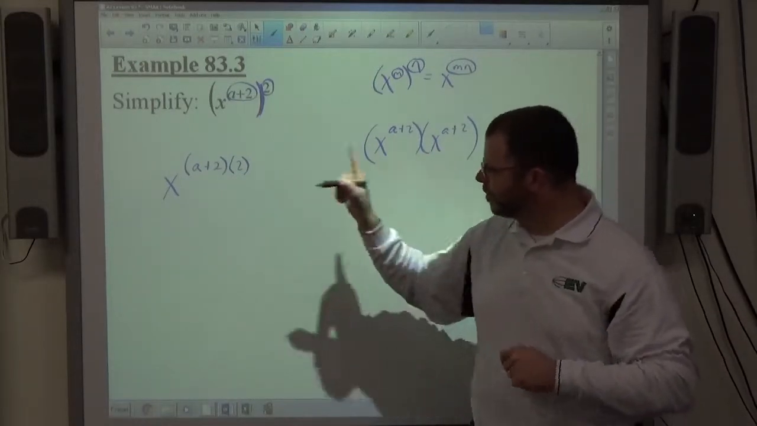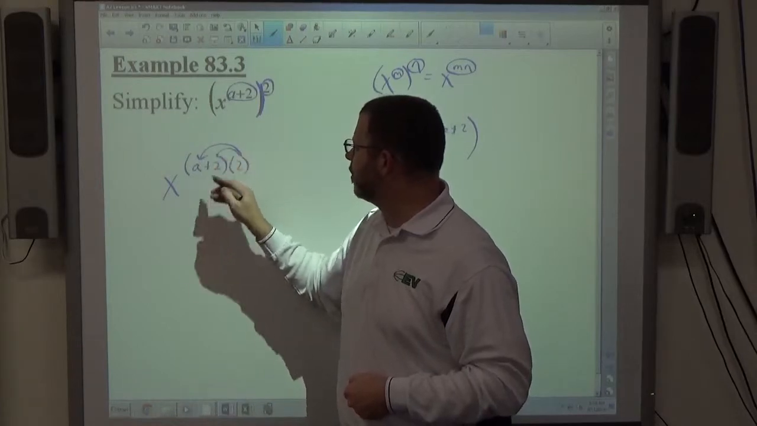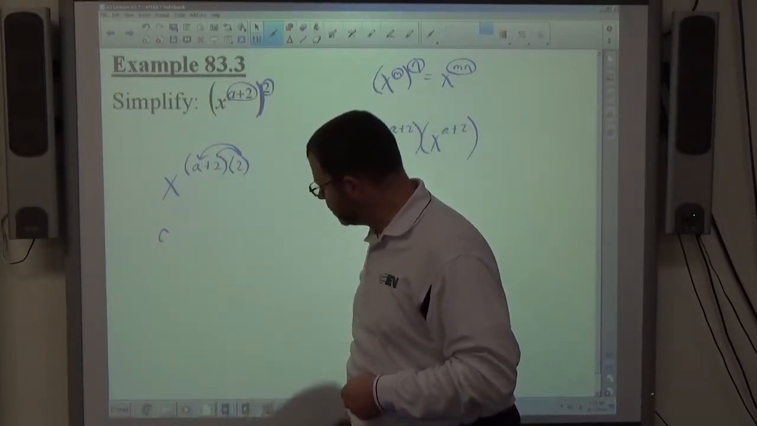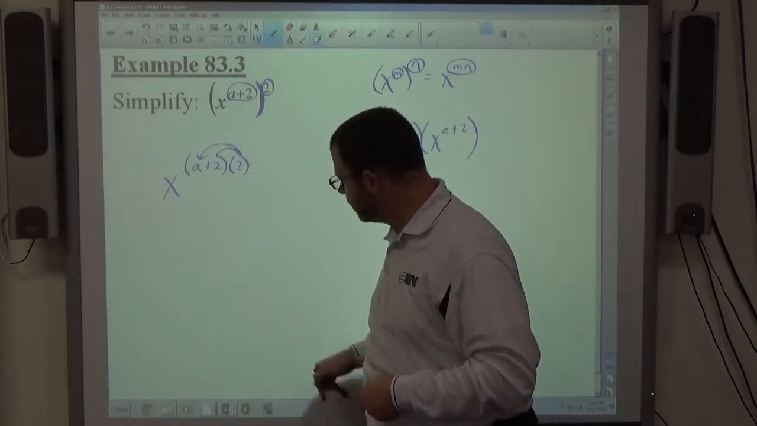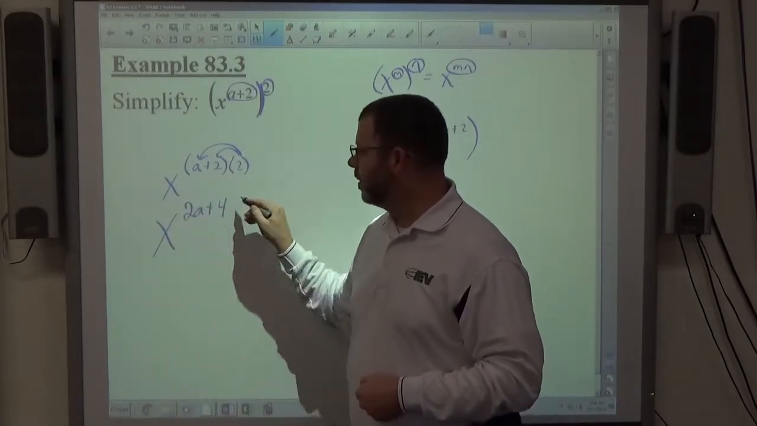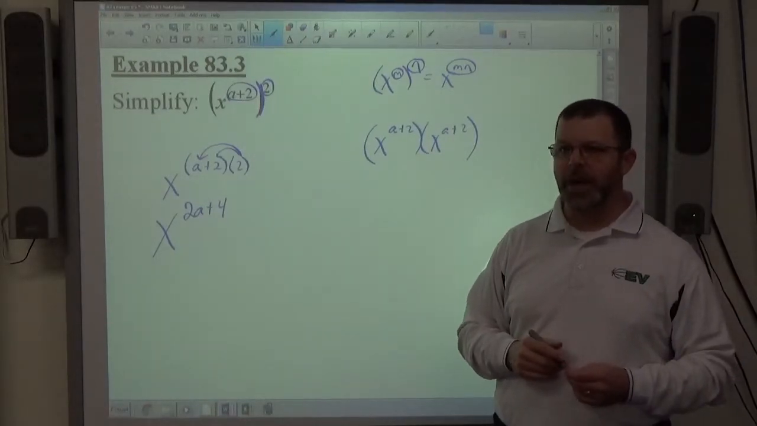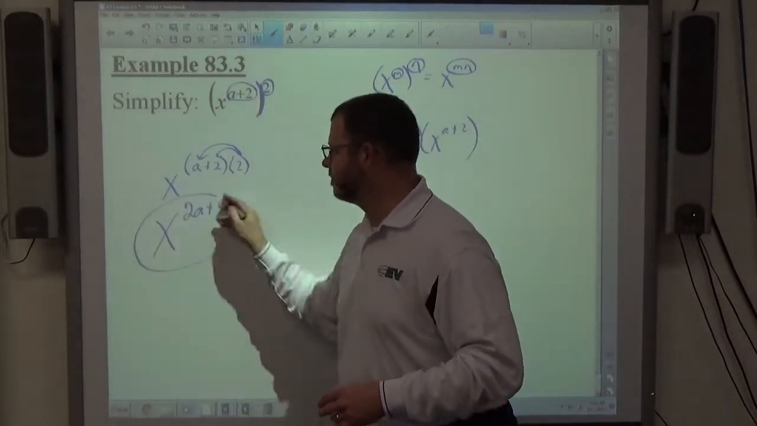All right, so if I apply the rule that we know about, I just take the 2 times the a and the 2 times the 2. I'm going to get x to the 2a plus 4, right? And 2a plus 4 is really simple. Can't make it any simpler. No way to add them together. So that's the final answer.